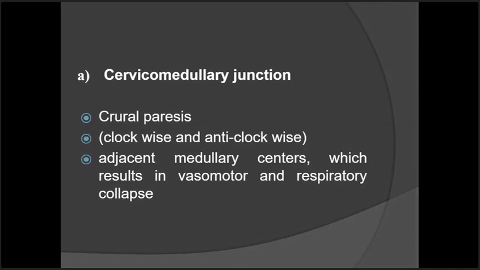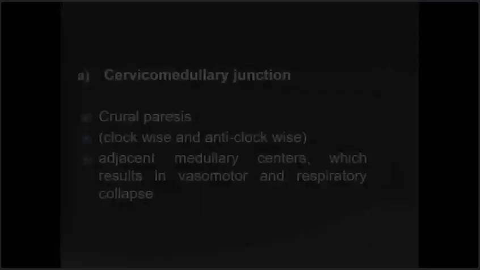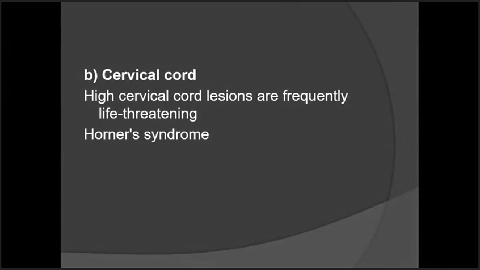If the adjacent medullary centers, which result in vasomotor and respiratory collapse, are affected, this also denotes that the cervico-medullary junction is insulted. Higher cervical cord lesions are frequently life-threatening. Why? Because of involvement of the phrenic nerve, which can give respiratory embarrassment. Also, in the upper cervical area, we can find Horner syndrome.